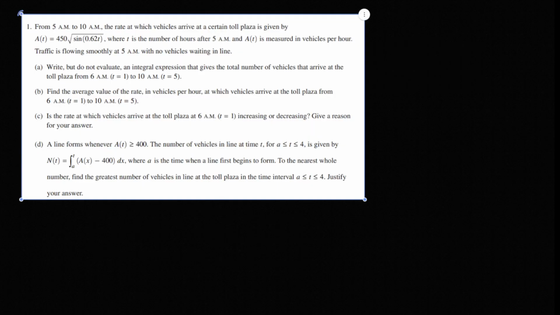I literally just looked up Calc BC rates and accumulation, and there's a whole page, and there's basically one every year. I looked up the most recent one. This is one from 2022. It's the first question. There's one basically every year. So it's very, very important that you understand. It's nothing that we haven't covered before. It's just very important that you see the relationship between derivatives and integrals in this.